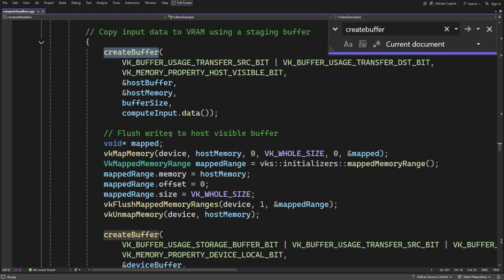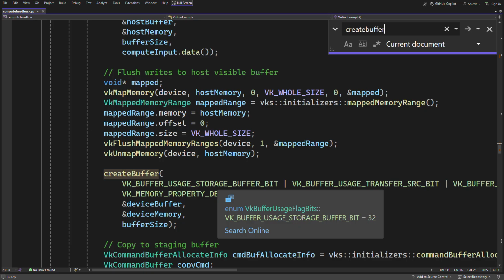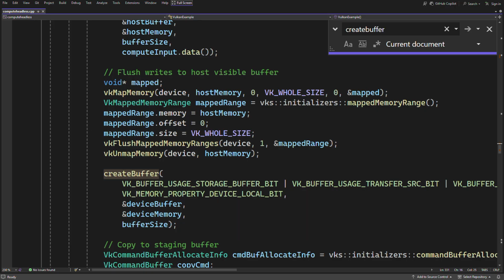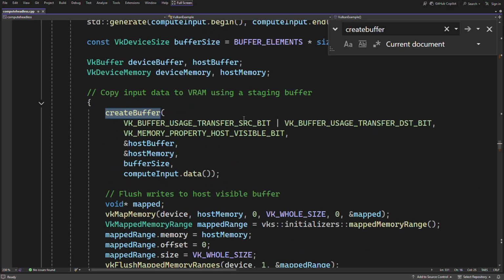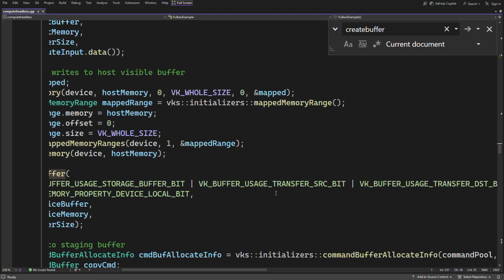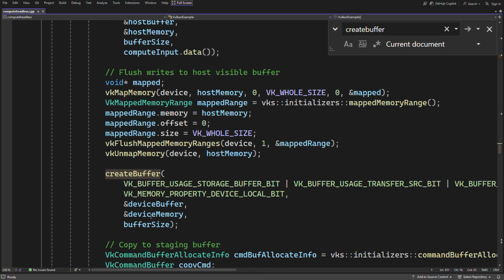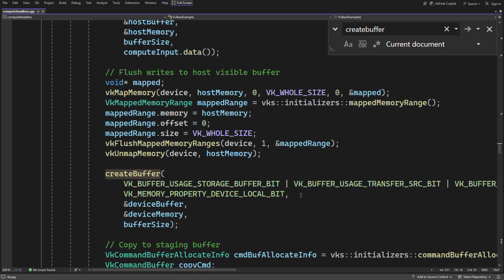Let's see the second place that we call create buffer. We call create buffer here again. We have usage storage bit, usage transfer related stuff, source and destination. So we have storage buffer stuff, source and destination, and then the actual flag is VK memory property device local bit. So this is now GPU memory that we're dealing with.